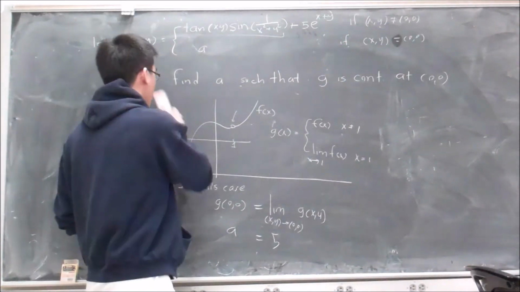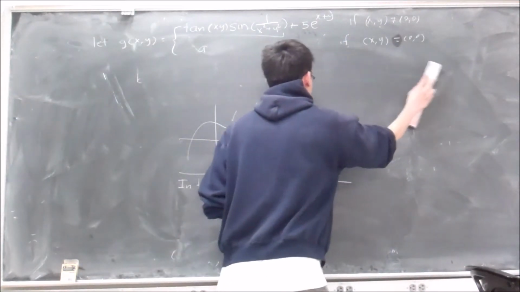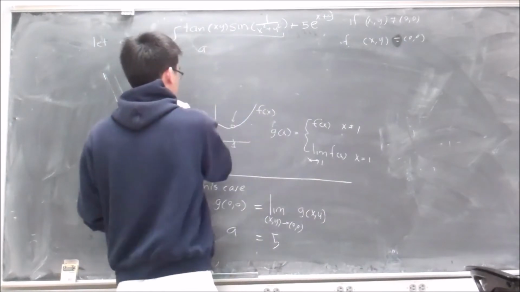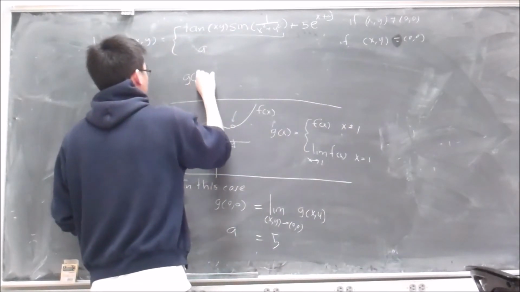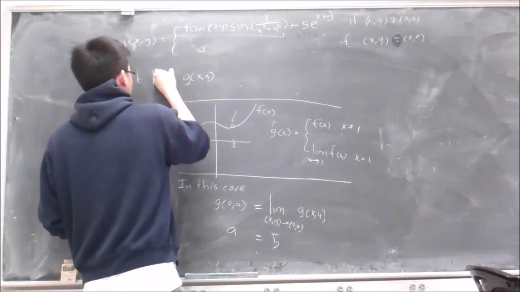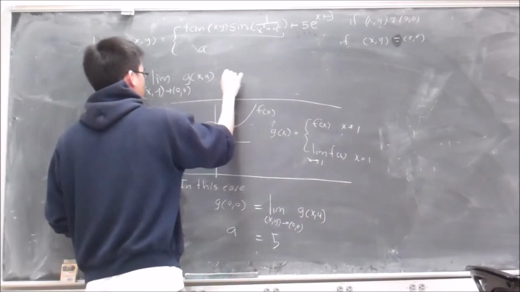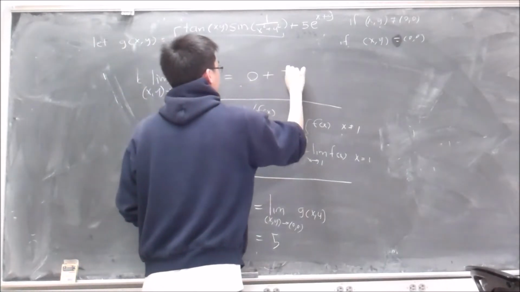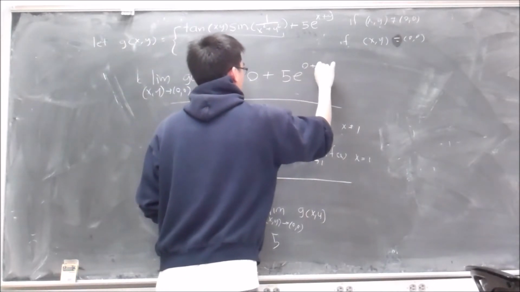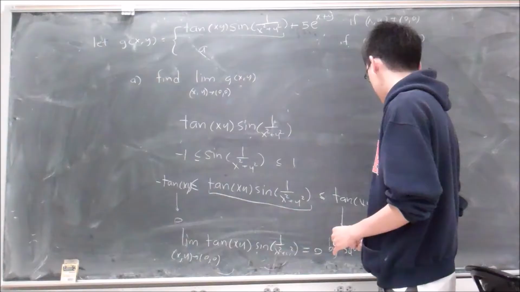So it's 5, and the reason 5 is the answer to part A is because the limit as xy goes to 0 is 0 plus 5 e to the 0 plus 0, which is 5.